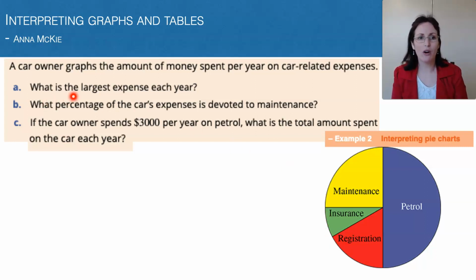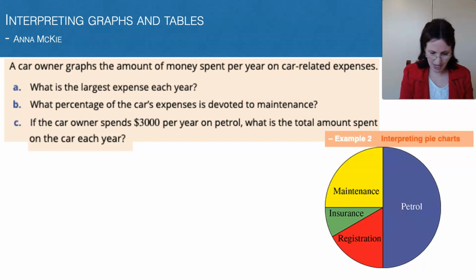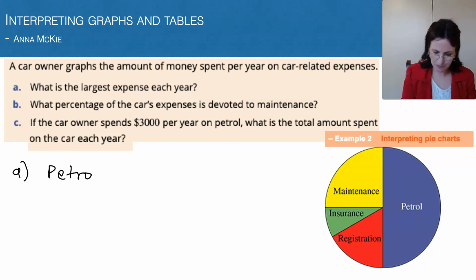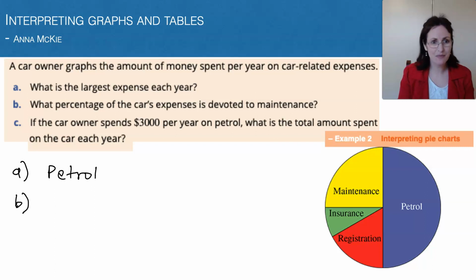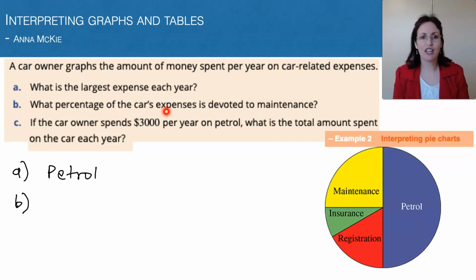So part A, what is the largest expense each year? Well, which section fills up the most of the pie chart? Petrol. So part A, what is the largest expense each year? We could write petrol.